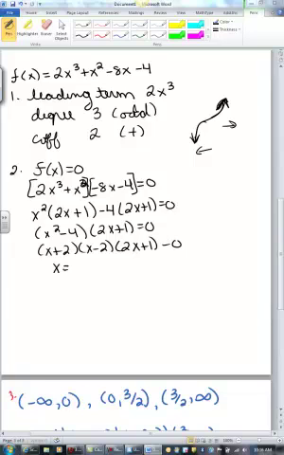Which is going to give me values of x equals negative 2, x equals positive 2, and x equals negative 1/2. So each has a multiplicity of 1. Those are my x-intercepts: negative 2, 0; 2, 0; and negative 1/2, 0.